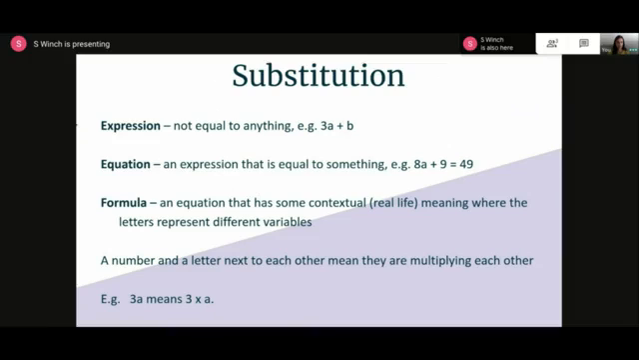And you've got here the formula, which is an equation that has some textual meaning where the letters represent different variables. So again, it might be that you've got a equals 4. So what does 4a equal? And then just moving on to the bottom bit here, as an example, when you've got numbers and letters together, that always means multiply. So the example here was 3a, it's 3 times a.